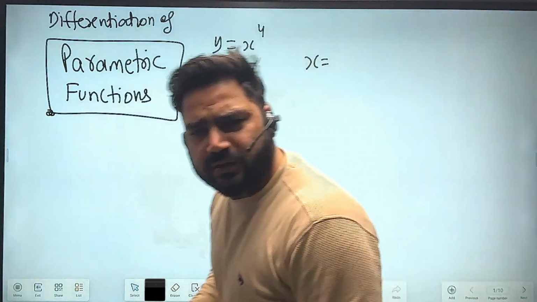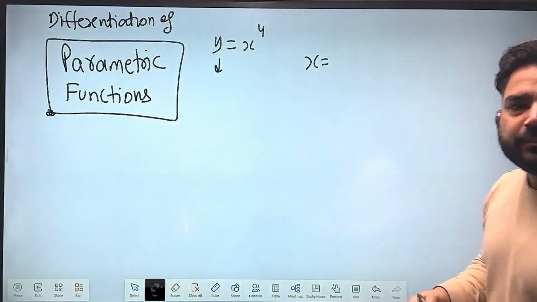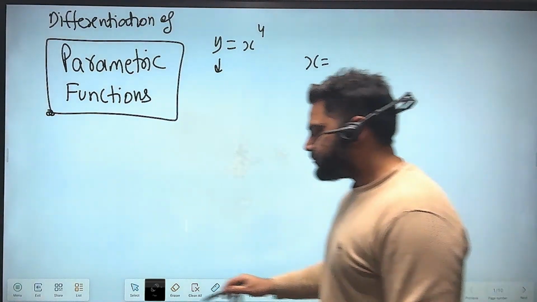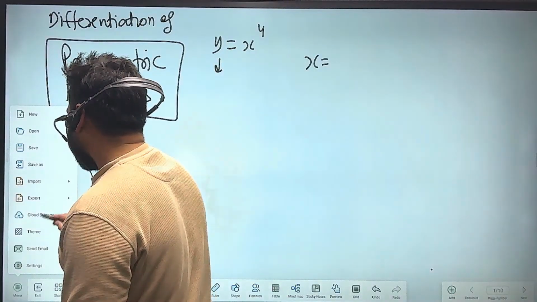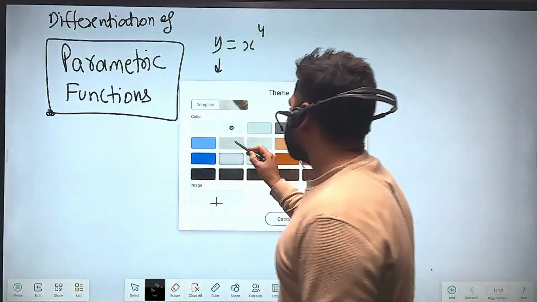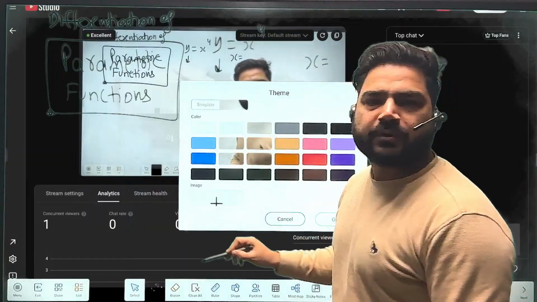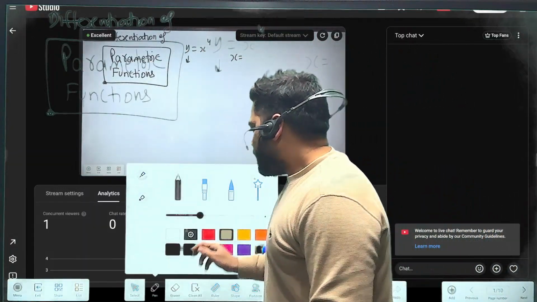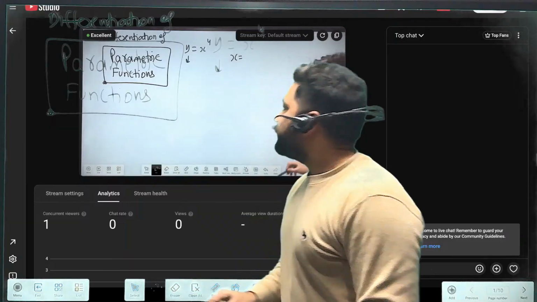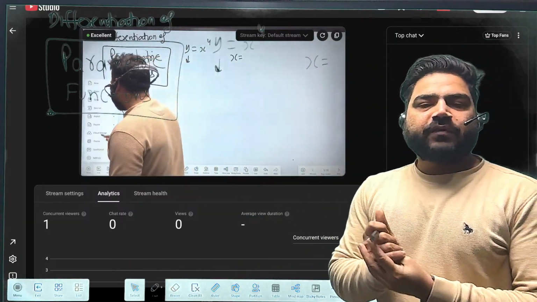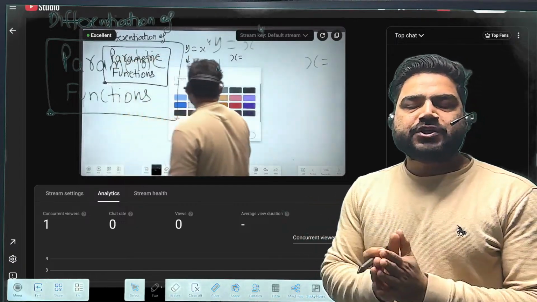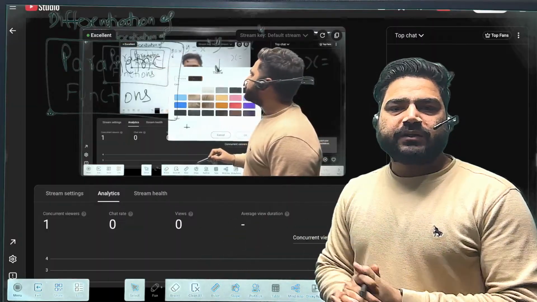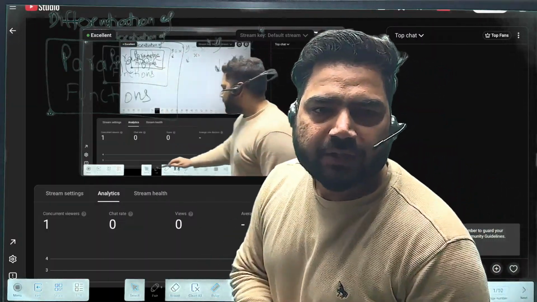X is given in terms of a parameter, and that parameter is... I think we need to change the background. Okay, give me a slight time. Okay, I think this is more clear. Yeah, so what I was saying is that in parametric form, x is given and y is given, but they are not dependent on each other. They are given in terms of a separate parameter.